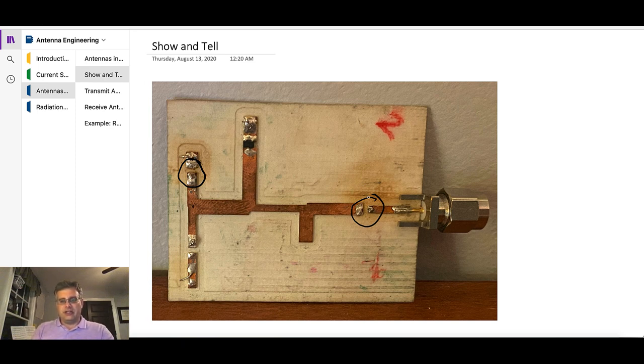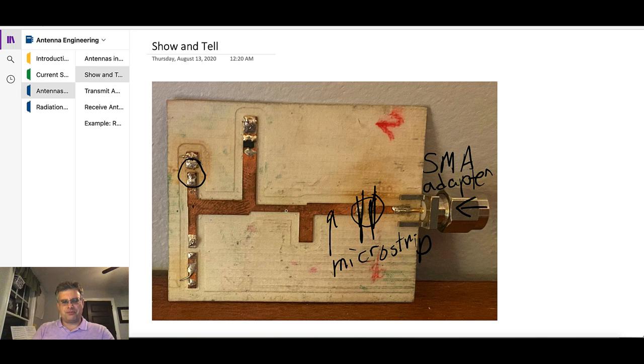So what would have been here would be a capacitor. This is a microstrip board. Here is an SMA adapter. It goes from an SMA coaxial cable here to a microstrip transmission line. Microstrip means, of course, that one part of the transmission line is etched as a strip of copper, or in this case, milled.